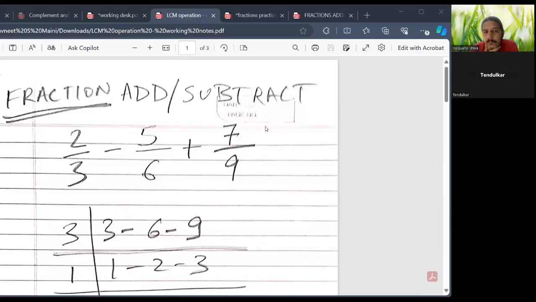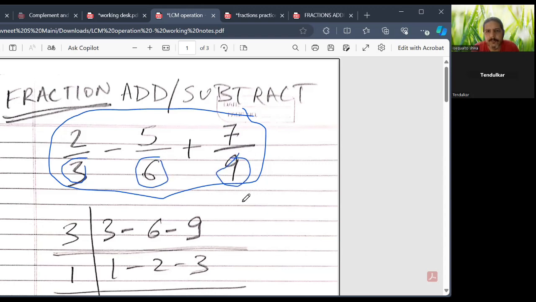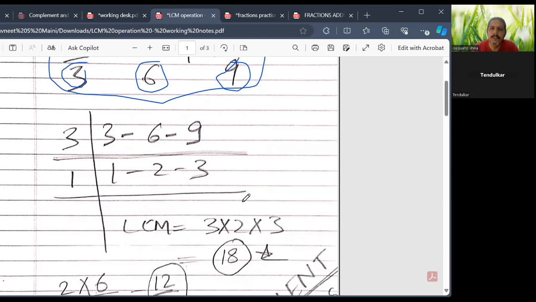So, Arvind, the addition and subtraction of fractions. I'll start with a very simple example. Let us assume that these are the three terms that we have to add and subtract, and all three terms are fractions. The first thing you have to do is look at their denominators, 3, 6, 9, and find their LCM. Any doubt in taking the LCM of three numbers?